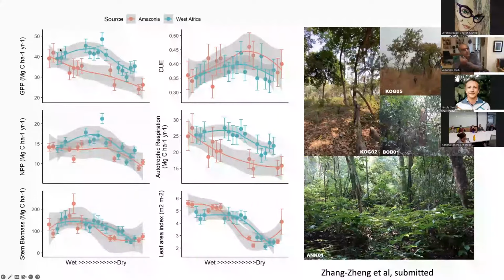And what we found is that the wet rainforests in West Africa were quite similar to the wet forests in Amazonia in overall productivity. But when we went to the semi-deciduous forests and into the dry forests, we found much higher productivity in the West African forests than in the equivalent Amazonian forests. And that was in terms of photosynthesis.